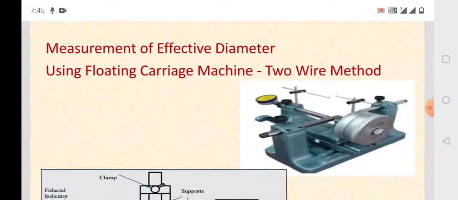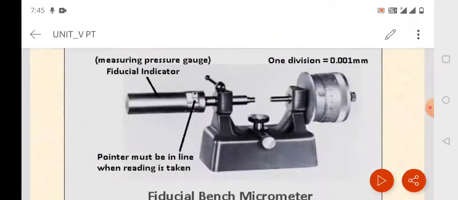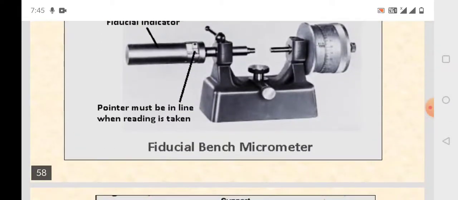Then there is a floating carriage machine, which is nothing but the same fiducial bench micrometer. The only difference is that in the bench micrometer we have to hold the job in hand. We have to place it onto the anvil with our hands and hold it. So there may be some error because of holding the workpiece in the hand.